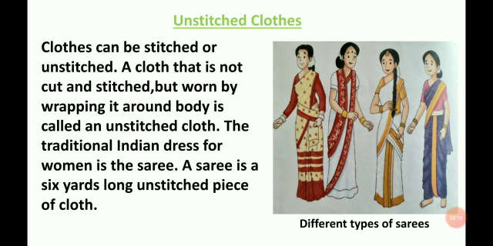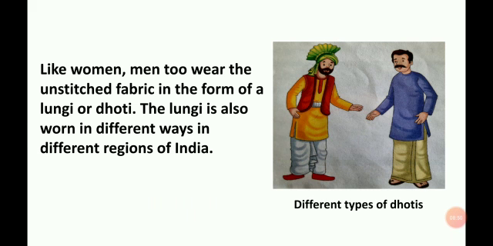A cloth that is not cut and stitched but worn by wrapping it around the body is called an unstitched cloth. In India, the traditional dress for women is the sari, which is a 6 yards long unstitched piece of cloth. But the sari has great variety and is worn in different styles all over India. The length of the sari is also different in the different states.